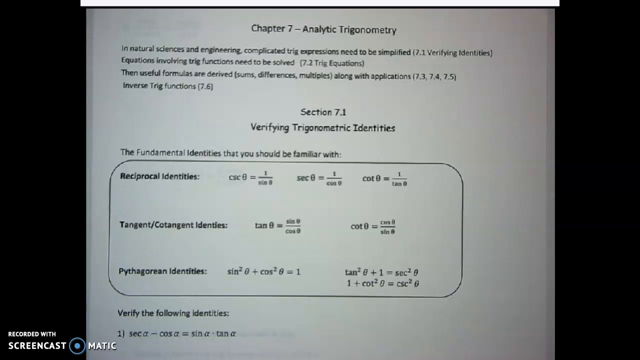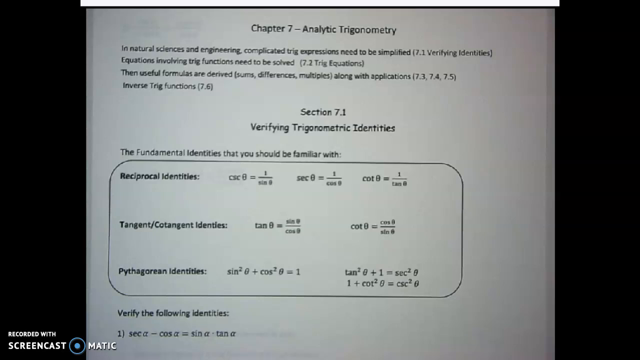We're playing with identities, and we're going to try to get one of the sides of the identity equal to the other side. So we're only allowed to play on one side and try to get it to equal the other side. In section 7.2, we're going to solve equations involving trig functions. In 7.3, 7.4, and 7.5, a lot of useful formulas are derived. So there are going to be some difference formulas, multiples, and then we're going to apply those to some applications. And then finally in section 7.6, we talk about inverse trig functions.